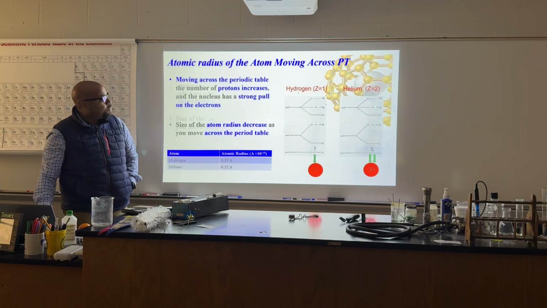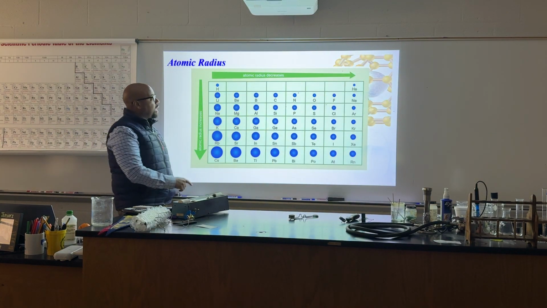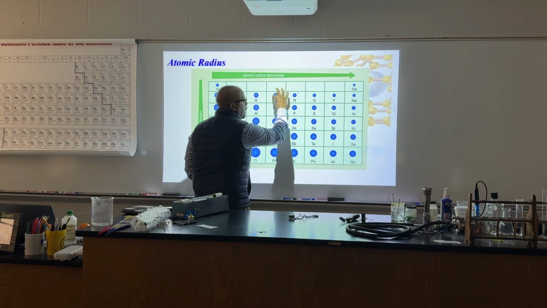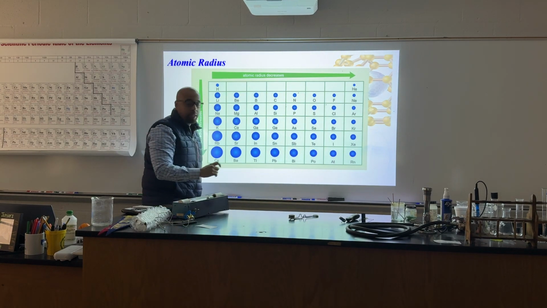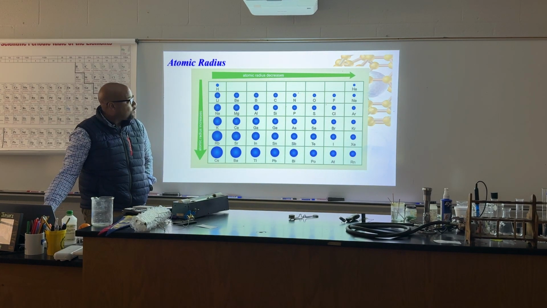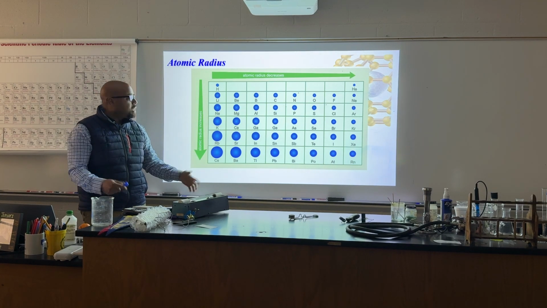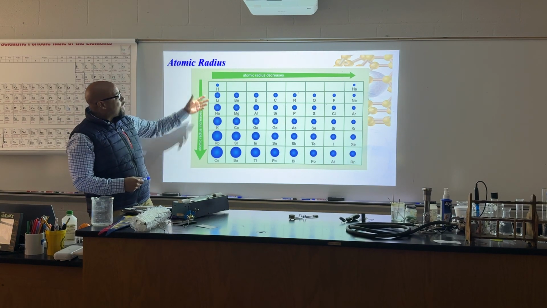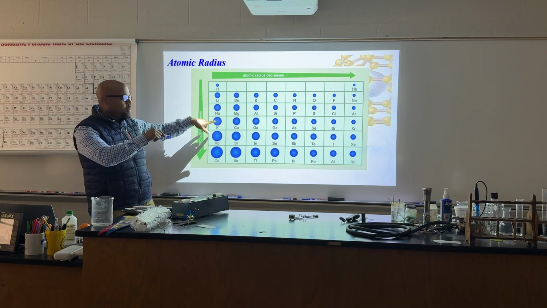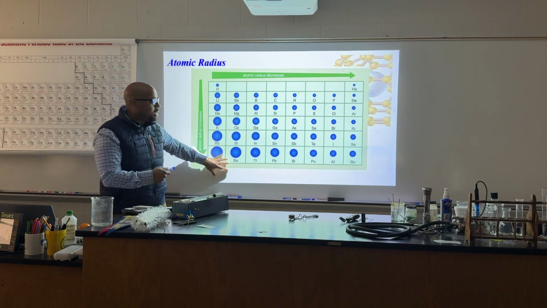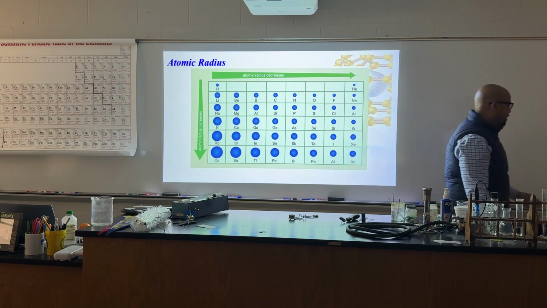And also, if you look at this picture right here, it illustrates that, hey, as we go across, you can clearly see that the size of the atoms are definitely decreasing. Now, one of the things you'll notice is as we go down the periodic table, the size of the atoms are getting larger. This one, I'm going to show you in a second. If I go back to the previous slide, it's going to explain exactly what's going on here. But this one's really easy to see.